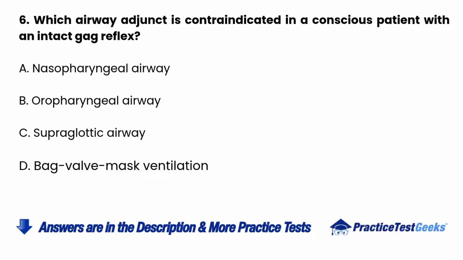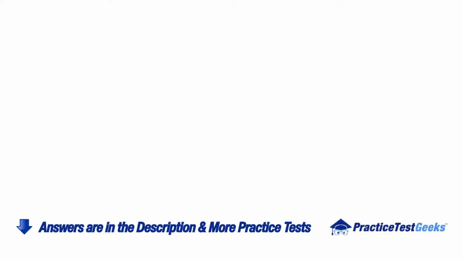6. Which airway adjunct is contraindicated in a conscious patient with an intact gag reflex? A. Nasopharyngeal airway. B. Oropharyngeal airway. C. Supraglottic airway. D. Bag valve mask ventilation.